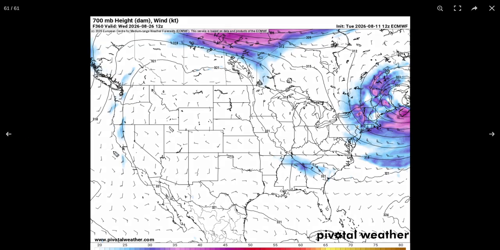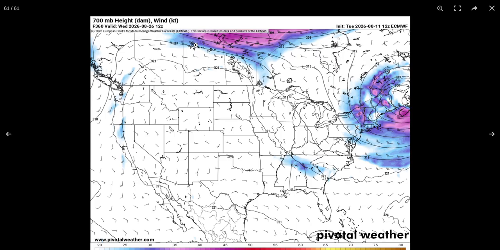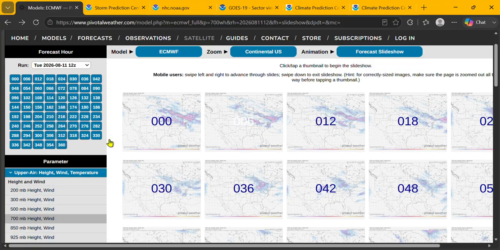And then we really see this big ridge build out west, and then we have a trough building out in the east. So this is kind of the pattern we're left with. Obviously, this is just an idea at this point. Don't take it as a real forecast at this point because it's still pretty far out.